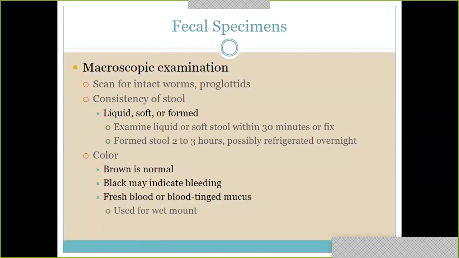As far as macroscopic examination, when you get the stool in for parasites, you look in the stool. Are there worms sitting in it? Is the consistency of the stool liquid, soft, or formed? It will make a difference on the consistency. If it's diarrhea, it should be pretty liquidy or soft, but sometimes you get a formed one. So examine liquid or soft pretty quickly. Formed stool, 2 to 3 hours. Color, brown, of course, we know is a normal fecal color. Black stool typically indicates they have blood in their stool. If it's red, it can show some fresh red blood, and of course, mucus.